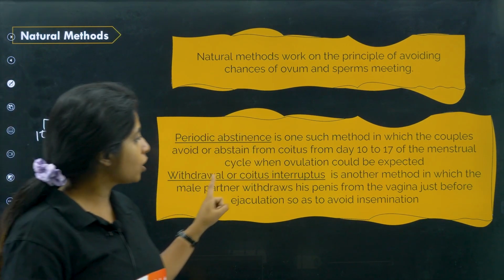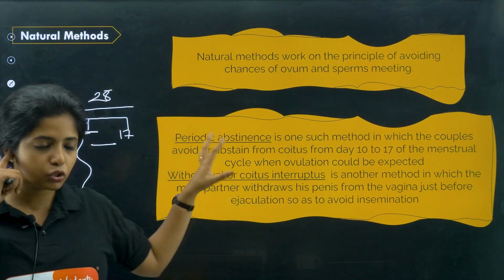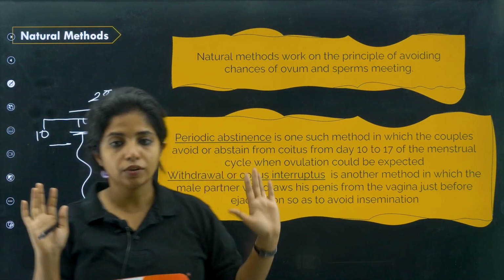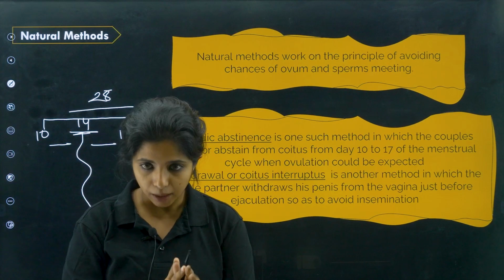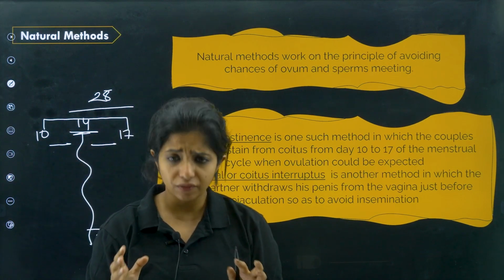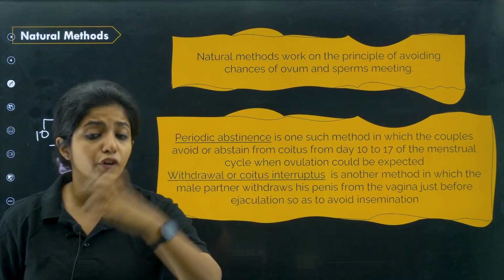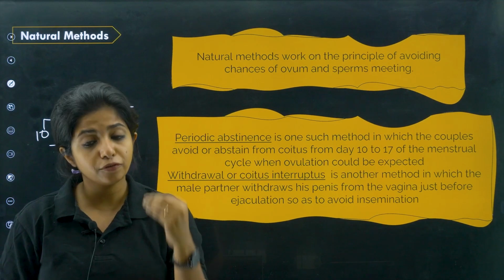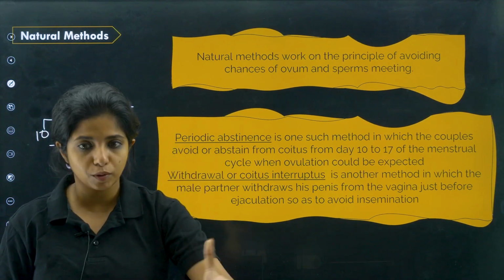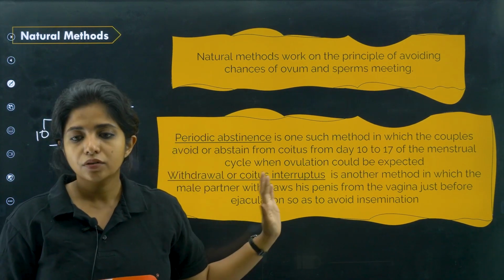Second method, withdrawal or coitus interruptus. This is usually taught in 12th, but I just taught you over here also. Withdrawal or coitus interruptus is basically where the penis is being withdrawn from the female reproductive tract before ejaculation takes place, before the release of sperm takes place. This is not a safe method, do not try it.